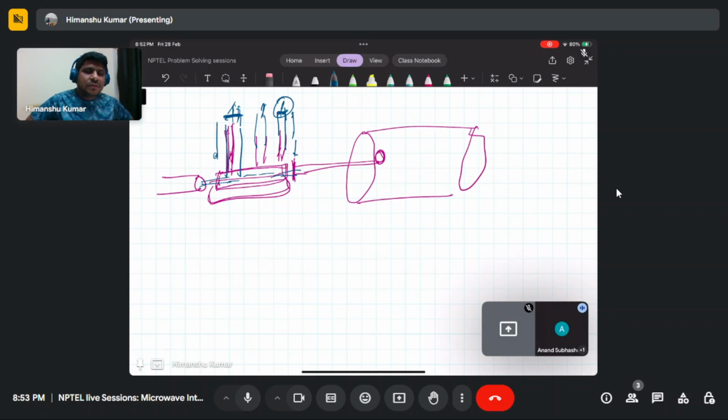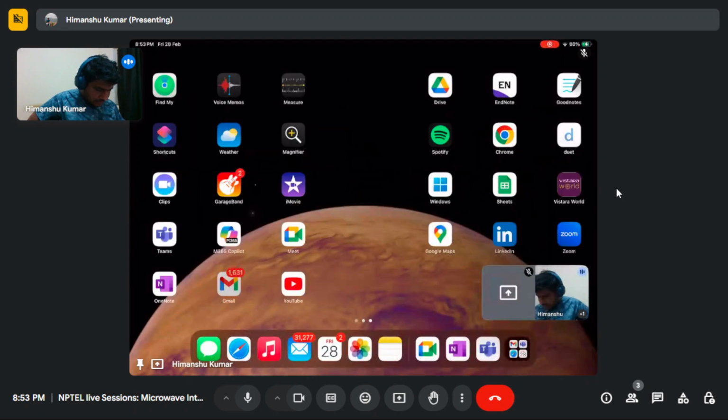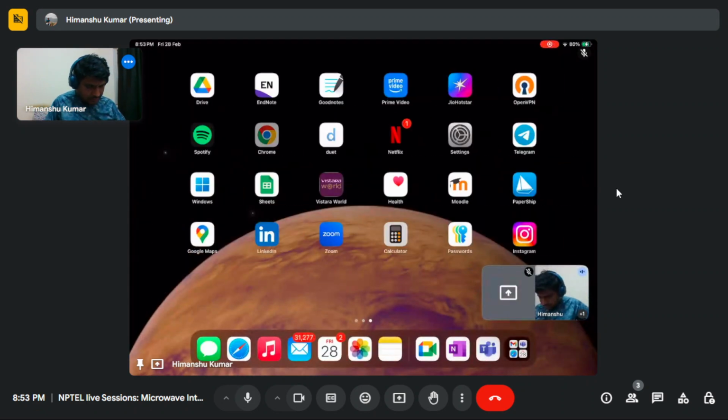Based on that, a specific frequency will get matched. Yeah, I use this triple stub tuner like this. I'll tell you, I have used this.